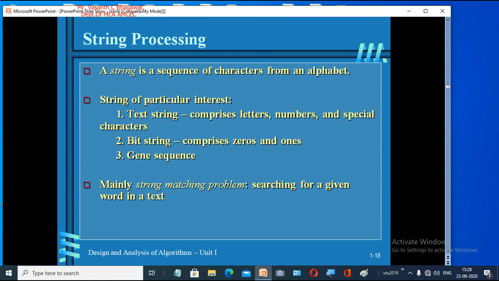Now in our course we'll be considering one type of example of string processing, which is called a string matching problem. The string matching problem is finding a substring in a given text. So you have a big text, and in that text you want to find a small word or substring. We'll be discussing that example also in later sessions.